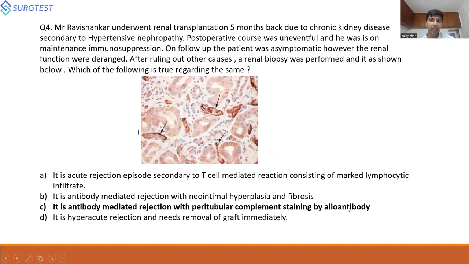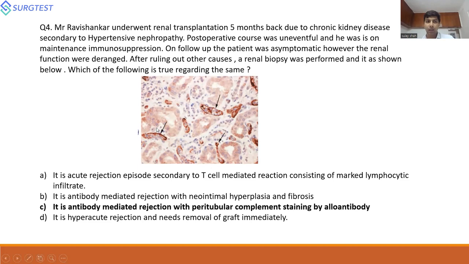I deliberately made the option very confusing, but what you just had to see, even though you didn't read anything, was that the diagram had brown staining and nothing else specifically. And there are already arrows over there. So the brown staining was important, and brown staining is complement. That is all you have to remember. So the complement is seen in acute antibody mediated rejection. So most of the other options are per se right, but what is seen over here and the correlation is C. Okay.